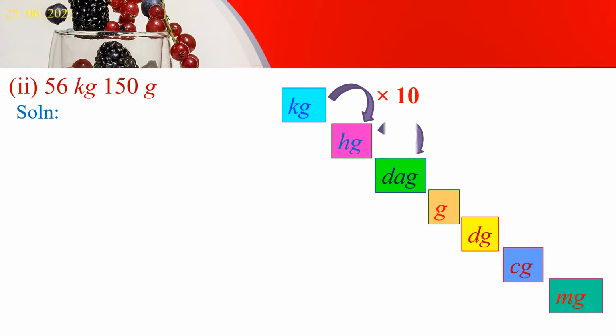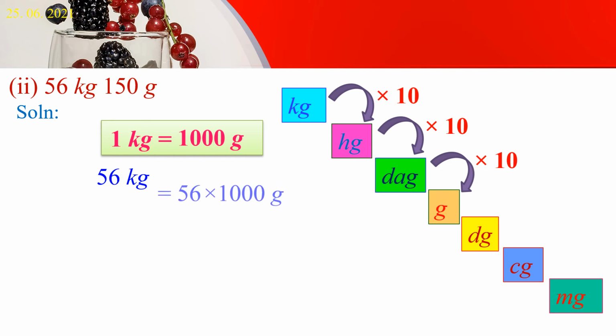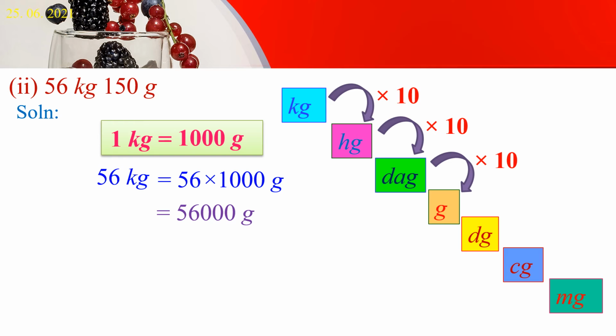On one step we are in hectogram. Second step we are in decagram, so we multiply by another 10. On third step we are in gram, and we multiply by another 10. 10 into 10 into 10 is 1000. So 1 kg is equal to 1000 g; g is gram, kg is kilogram. Now let us convert 56 kg to g. We multiply by 1000. 56 into 1000 gram is equal to 56,000 gram.